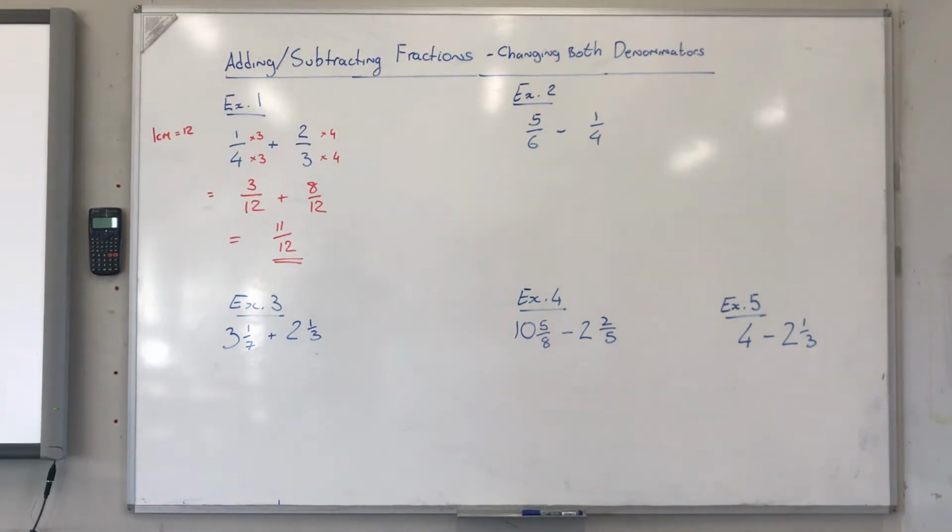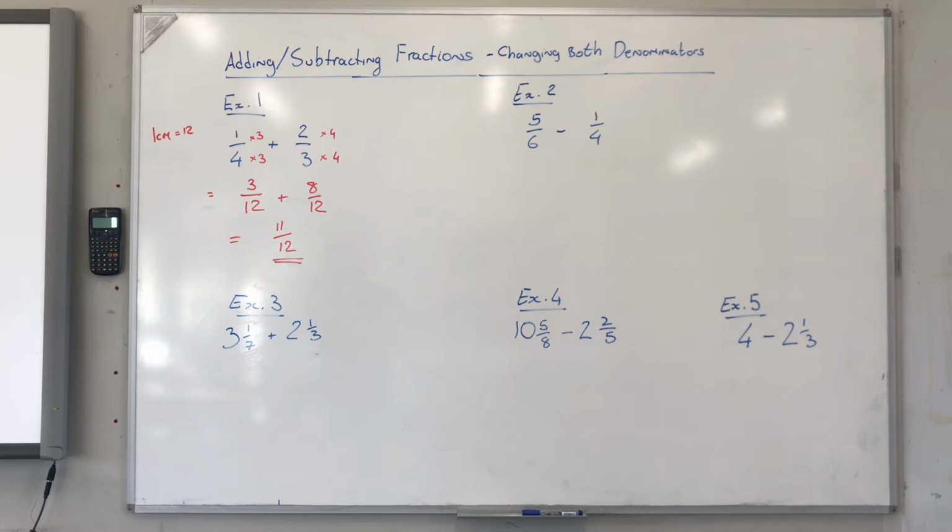So there what we see is I multiplied the left-hand fraction by 3, both the numerator and the denominator, and I got 3/12. And I multiplied the right-hand fraction by 4, both the numerator and the denominator, and I got 8/12. Now I can add those fractions. 3/12 plus 8/12 is 11/12. Okay, so let's look at another one.